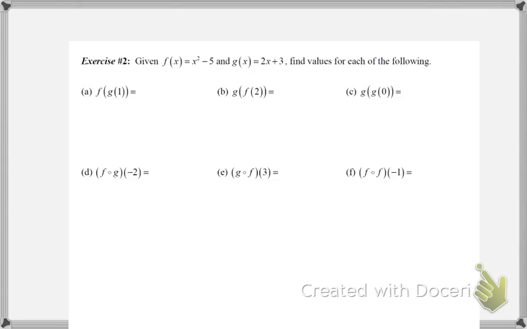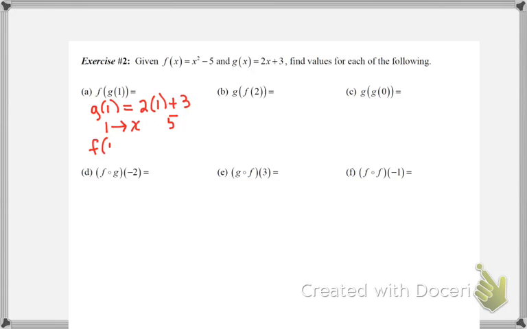Given f of x is equal to x squared minus 5 and g of x is equal to 2x plus 3, we're going to find each of the following values. For A, we want f of g of 1. So first we need to find what g of 1 is. So instead of 2x plus 3, it's 2 times 1 plus 3. You may also use store, and our answer is going to be 5.